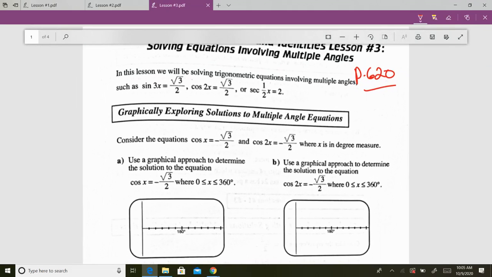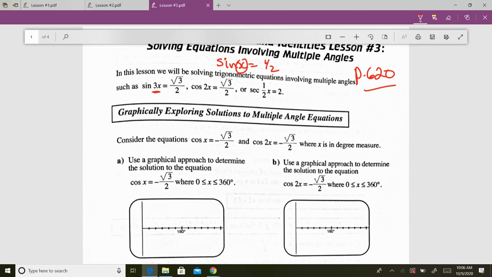Up to this point, we've only solved equations that look like this: sine of x is equal to 1/2. The b value has been 1, okay? The number inside with the x has been 1. There are other types of problems where you have b values that are different than 1, bigger or smaller. So 3x, 2x, 1/2 x.